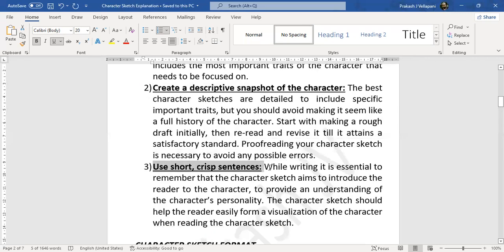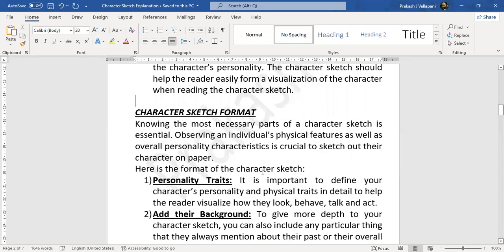When we are writing a character sketch, we need to remember that it aims to introduce the reader to the character. The intention is to provide an understanding of the character's personality. The character sketch should help the reader to easily form a visualization of the character. Your character sketch should enable whoever is reading it to easily understand what this character is without having to read the story or the play. Next, we move on to the format.